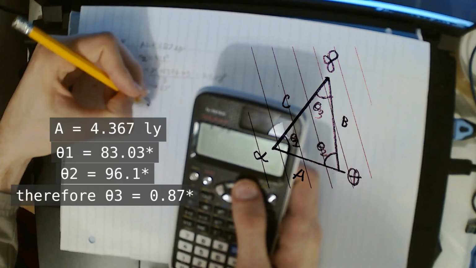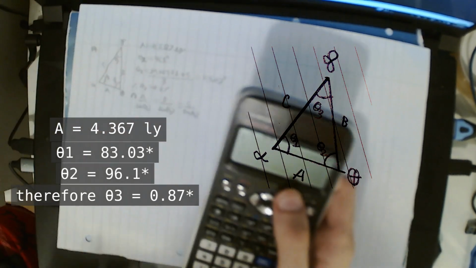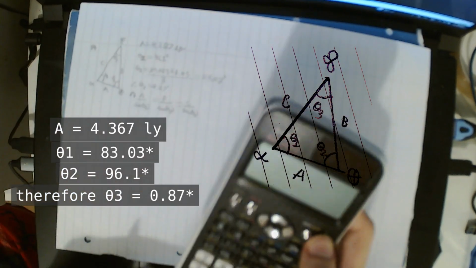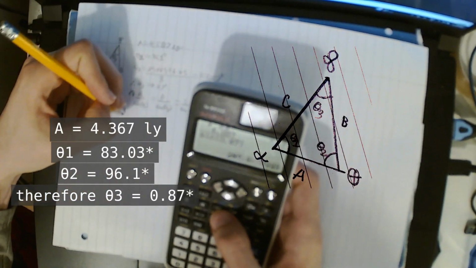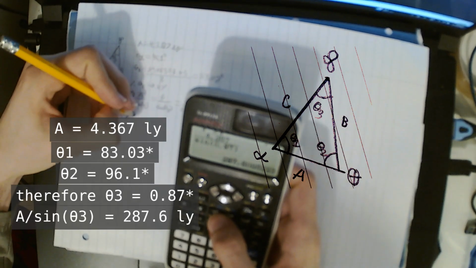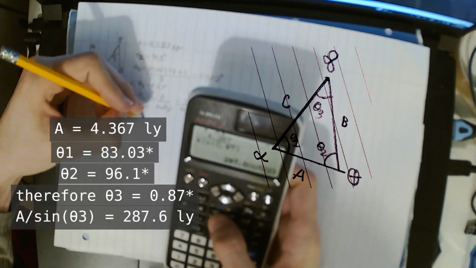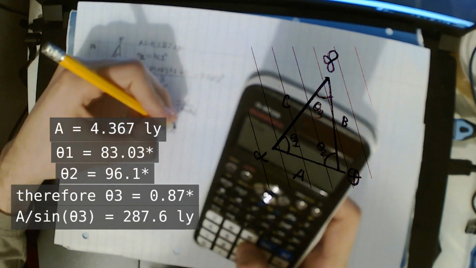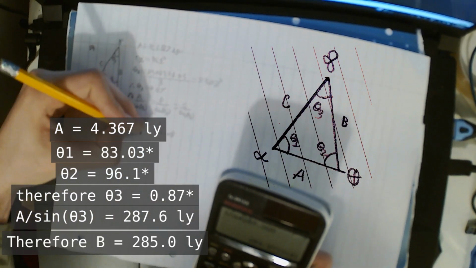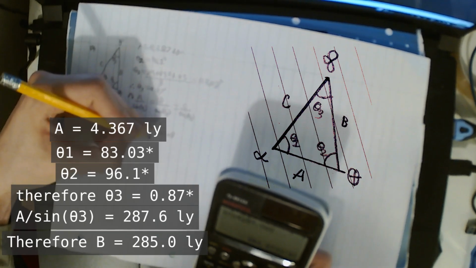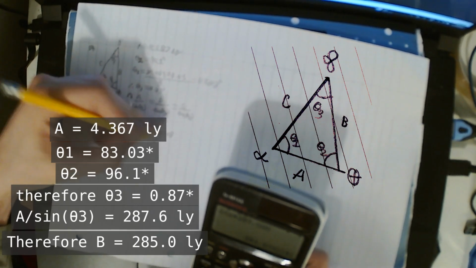Beta 3, beta 2. Now, we're looking for about 400 light years, give or take. Equal to, therefore, 287.6. Okay, now, finally... my god, this is so stupid. 284.97 light years.